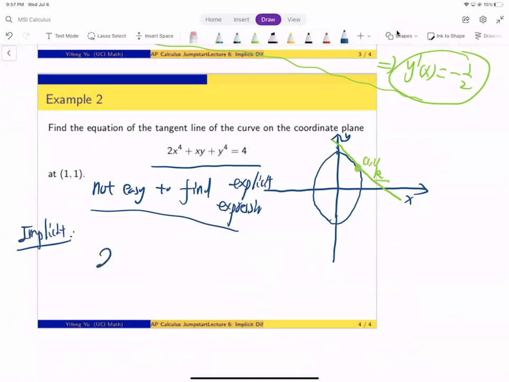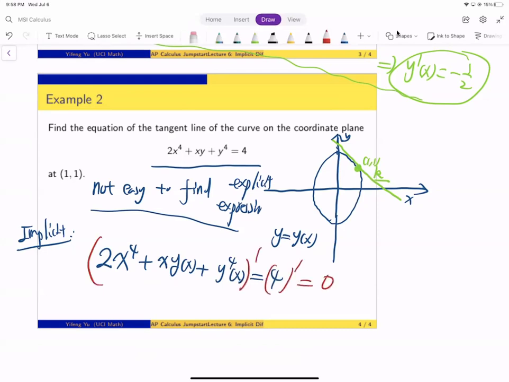Let's look at the procedure. We have x to the 4 plus xy plus y to the 4, equals 4. Keep in mind that y is a function of x. If you like, you can write it as x to the 4 plus x times a function of x, plus a function of x to the power 4, equals 4. I don't really know the expression of y. Everything is implicit, but it doesn't matter. I just take the derivative on both sides, and the right side is 0.